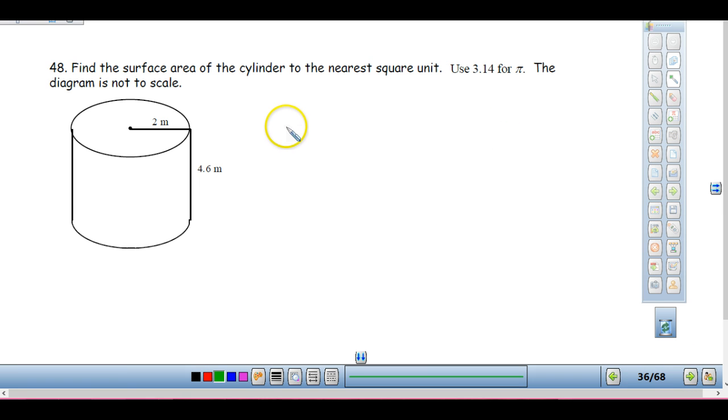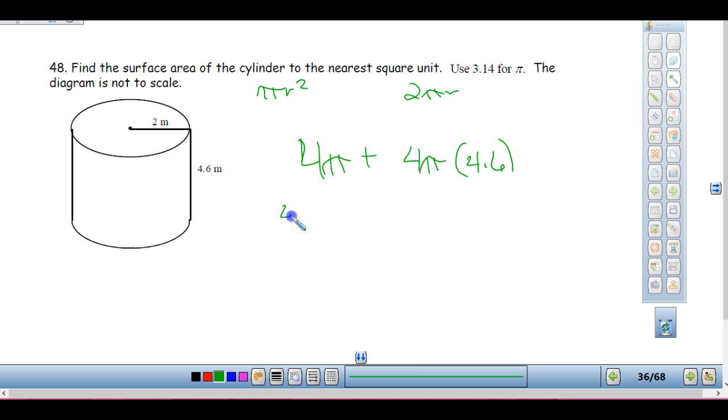Okay. Surface area of my cylinder, we have area of my base. My base is a circle, so pi r squared. So we're going with 4 pi plus, this is the same thing, the perimeter of my circle is 2 pi r. So again, 4 pi times my height, which is 4.6. Do not forget your pi's. Oops, sorry, this multiplied by 2.